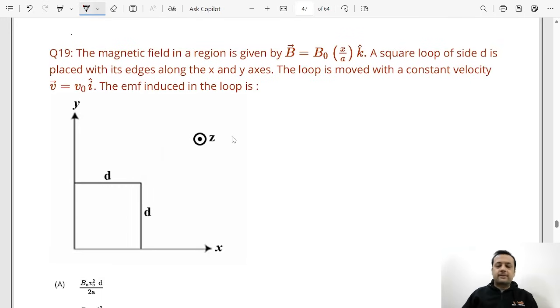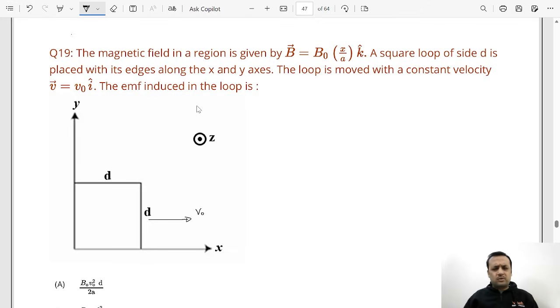Now let us see this question. In this question, we have a magnetic field which is a function of x and its direction is k cap, that means it is coming towards us. This is a square loop which is placed parallel to the xy plane and the loop is moved at a constant velocity v_0 i cap, that means the loop is moved in this direction with the speed v_0. We have to find the induced EMF in the loop.